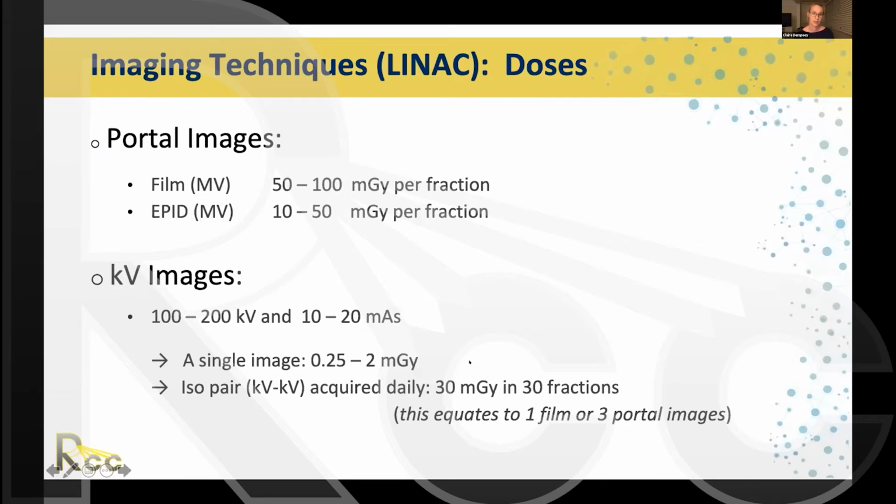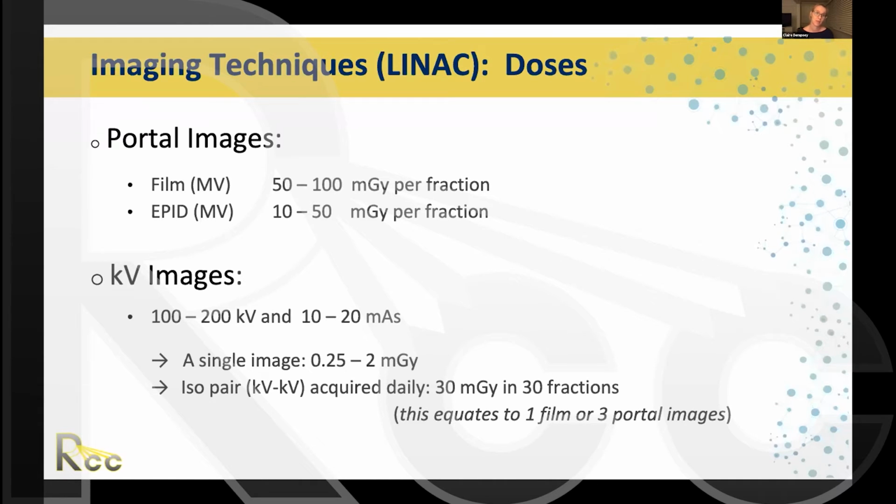And just when we're talking about doses, these are some examples of the doses that your patients may receive from the different imaging types. If we're using film, so your standard film with an MV imaging system, you're getting about 50 to 100 milligray per fraction for your portal image.